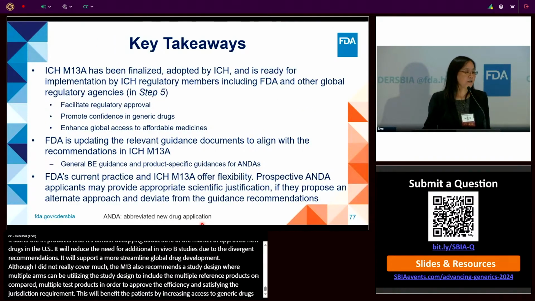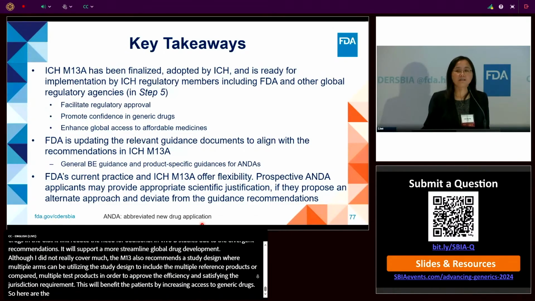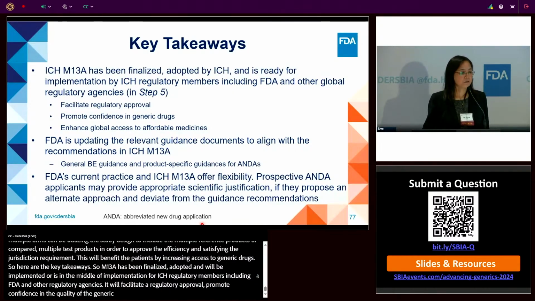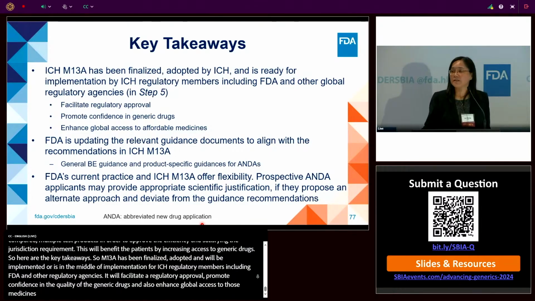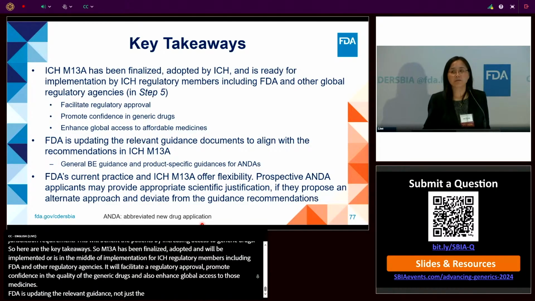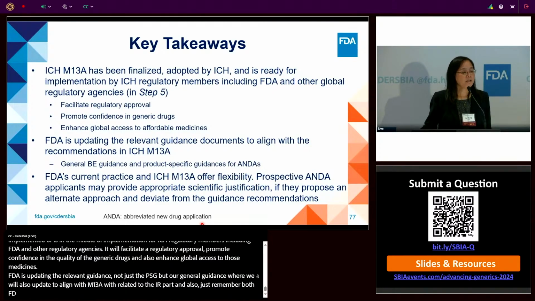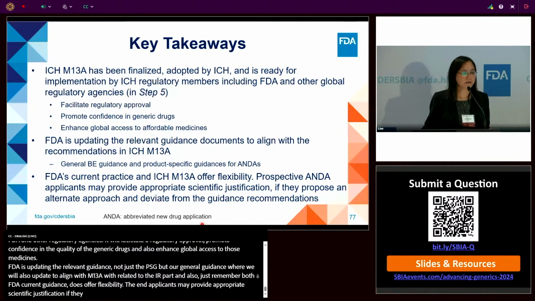So here are the key takeaways. M13A has been finalized and adopted by ICH, and it will be implemented, or is in the middle of implementation, for ICH regulatory members, including FDA and other regulatory agencies. It will facilitate regulatory approval, promote confidence in the quality of generic drugs, and also enhance global access to those medicines. FDA is updating the relevant guidance, not just the PSGs, but our general guidance will also be updated to align with M13A, with regard to the IR part. And also just remember, both FDA's current guidance and ICH M13A do offer flexibility. The ANDA applicants may provide appropriate scientific justification if they decide to take an alternative BE approach different from the guidance. That is also possible.